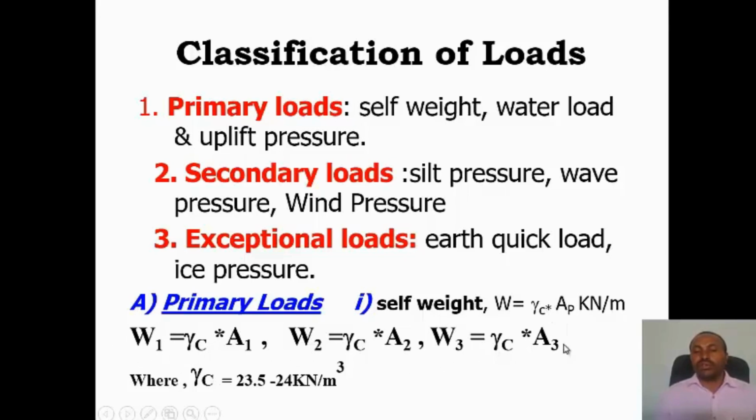We will divide the cross section of the dam into regular polygons just for calculation purposes. You may have triangular, rectangular, or trapezoidal cross sections. So W1 is gamma of concrete times area 1 of the cross section, W2 is gamma of concrete times area 2, and W3 is gamma of concrete times area 3. If you have area 4, you will proceed like that. It goes on like that. Where gamma is the unit weight of concrete. It may be 23.5 up to 24 kilonewton per meter cube, depending upon the nature of concrete, whether it is highly reinforced concrete or something like that.